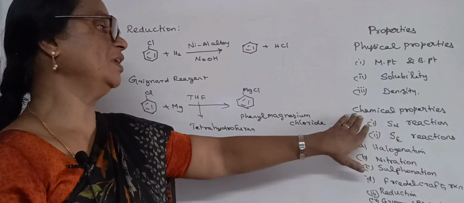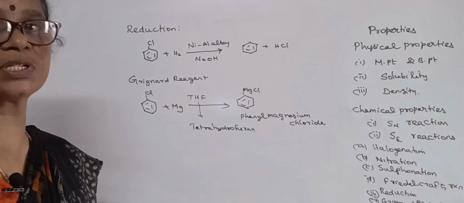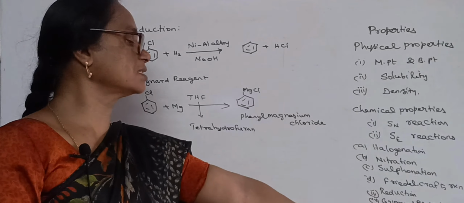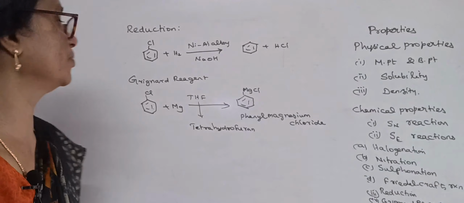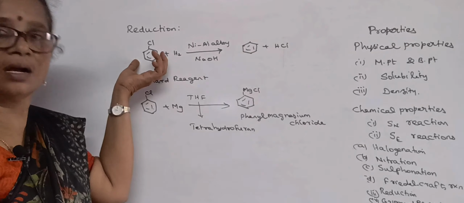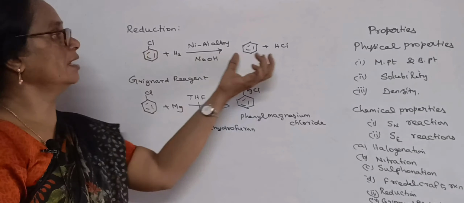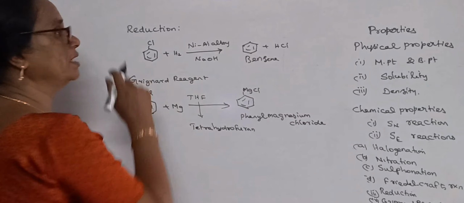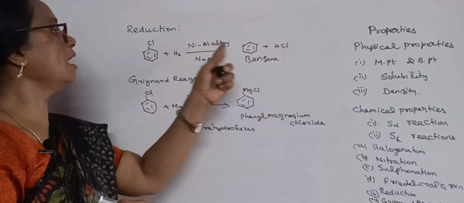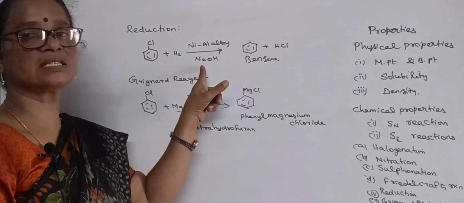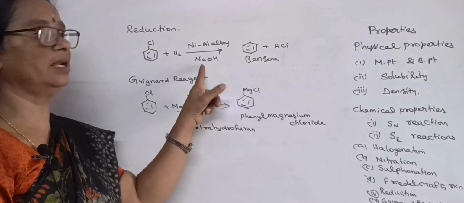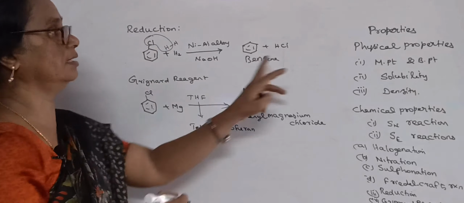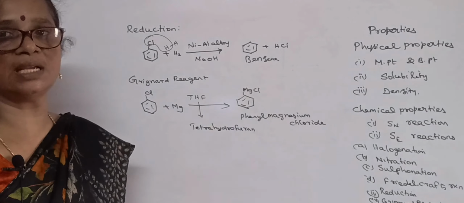Besides electrophilic substitution and nucleophilic substitution reactions, haloarenes undergo reduction, and they also form Grignard reagent. How is haloarene reduced? Haloarene is reduced to benzene. This is possible when chlorobenzene is treated with nickel-aluminium alloy in the presence of a strong base, sodium hydroxide. The chlorine is removed as HCl, so we are getting benzene.